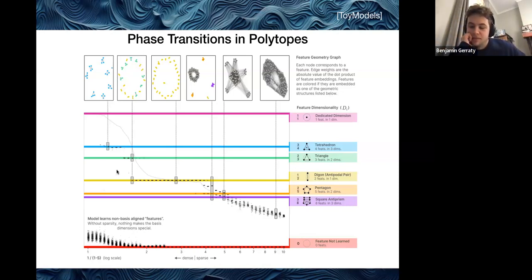You're telling a story that has time in it from training. No. Yeah, sorry. It's just a picture. It's coexistence of the two phases. There's a digon phase and a triangle phase, and they coexist at that level of sparsity.